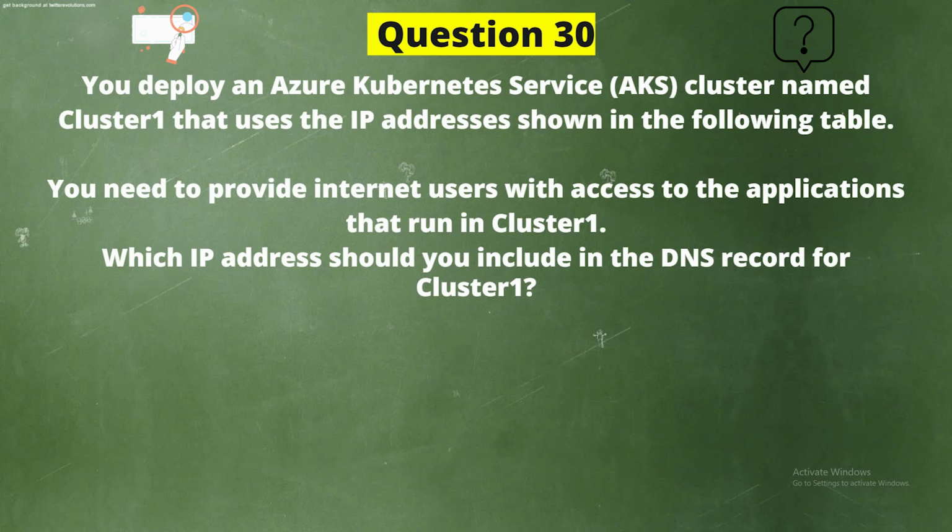Next question. You deploy an Azure Kubernetes Service AKS cluster named Cluster1 that uses the IP addresses shown in the following table.